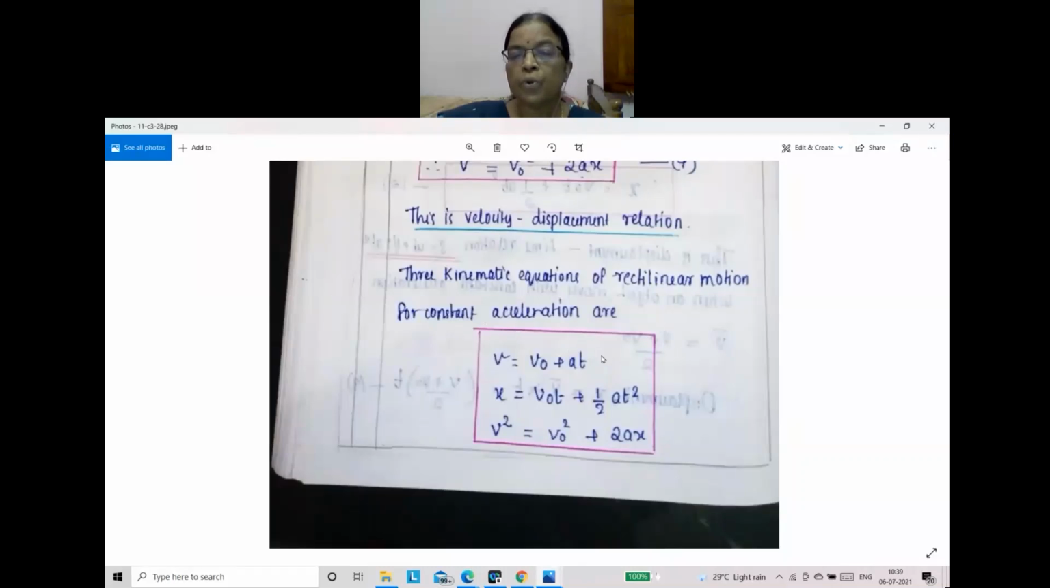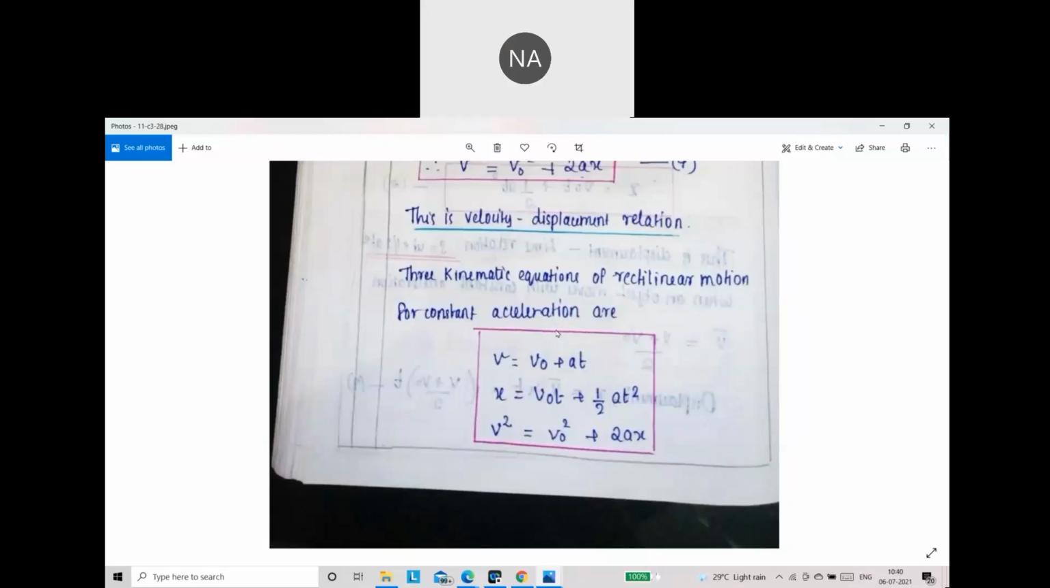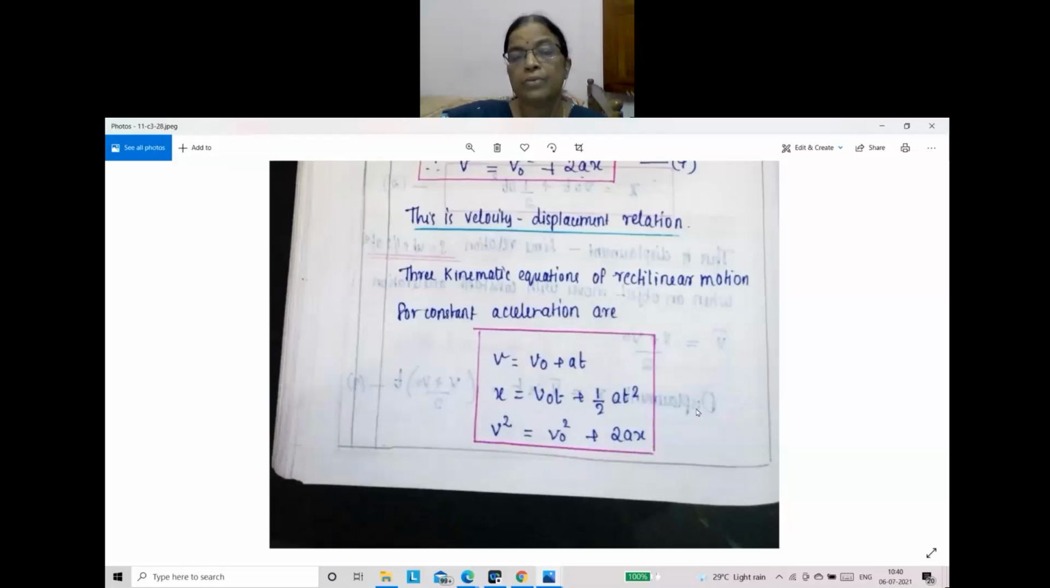Children, when a body moves with constant acceleration, you have to use these equations. I have seen children using the same relation, displacement equal to velocity into time, even when the body is moving with constant acceleration. Then your answer will be wrong, children. Displacement equal to velocity into time, you can use only when the body moves with... children, complete.